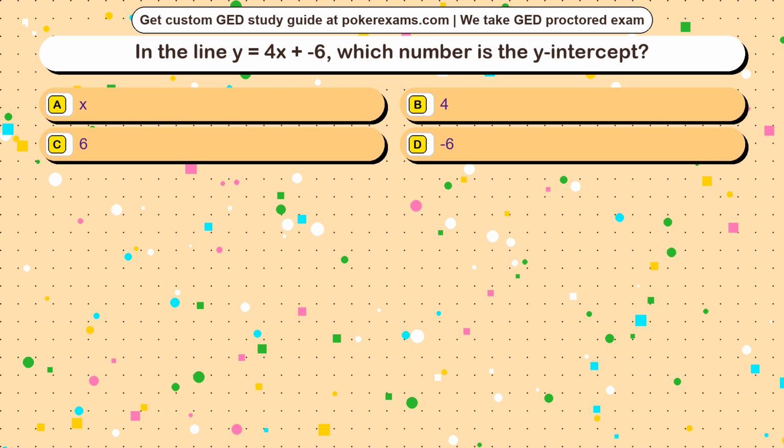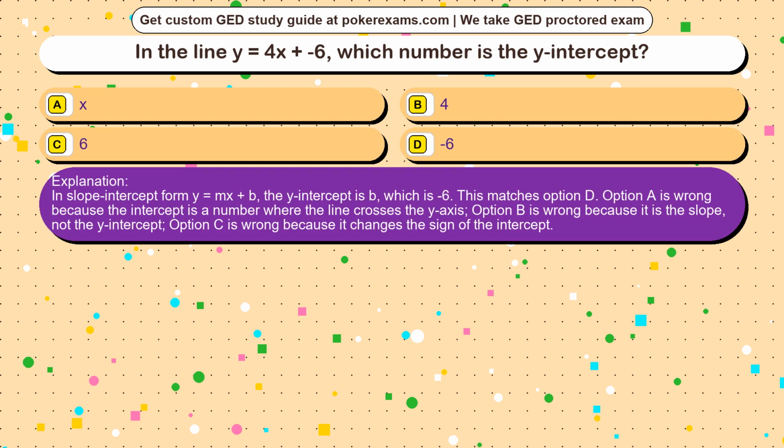The correct answer is option. In slope-intercept form y equals mx plus b, the y-intercept is b, which is minus 6. This matches option D. Option A is wrong because the intercept is a number where the line crosses the y-axis. Option B is wrong because it is the slope, not the y-intercept. Option C is wrong because it changes the sign of the intercept.